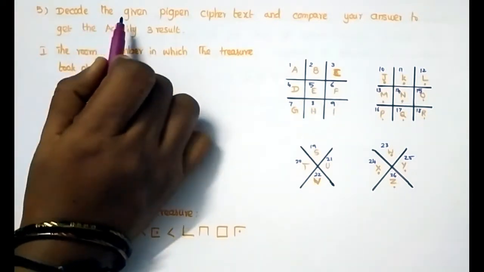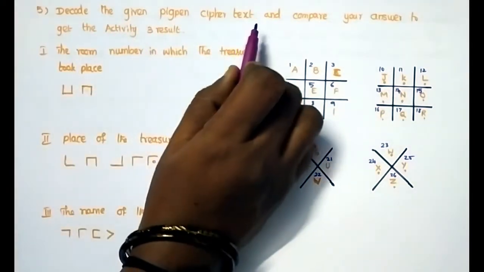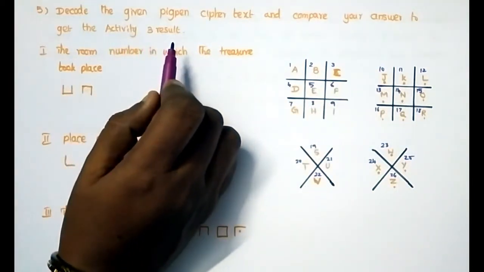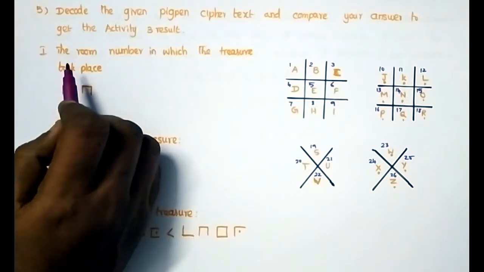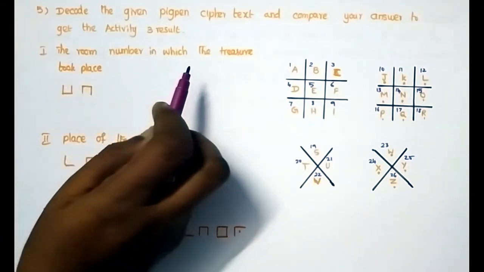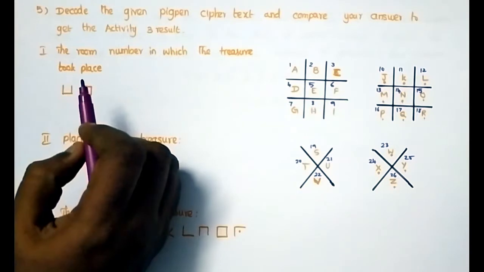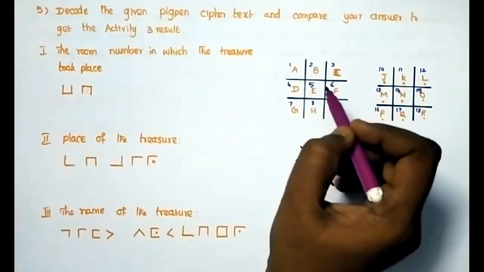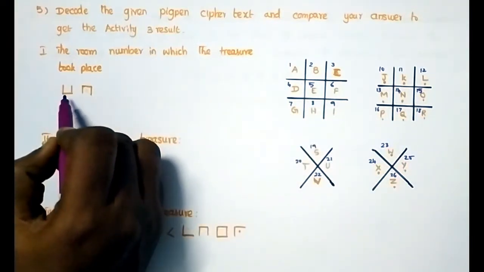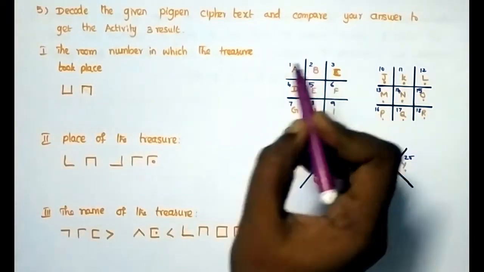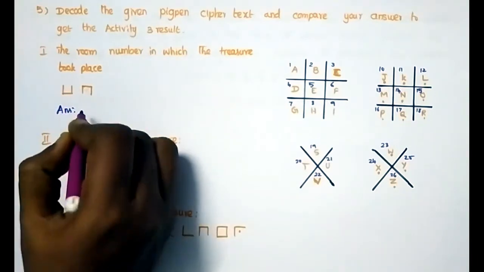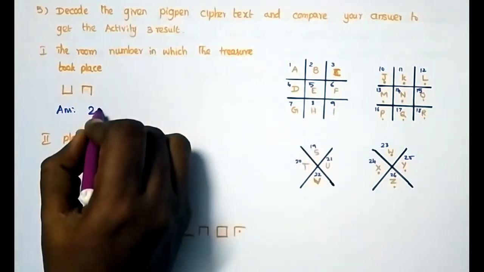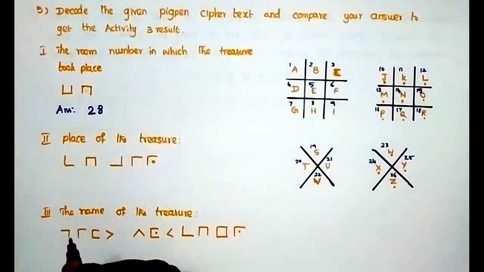Fifth sum, decode the given PicPen ciphertext and compare your answer to get the activity 3 result. Listen. The room number in which the treasure took place. Here they ask room number, so we have to see the numbers. See the shape. In this shape, what number is there? 2. So answer 2. Next shape here, that is 8. So 28 is the answer.